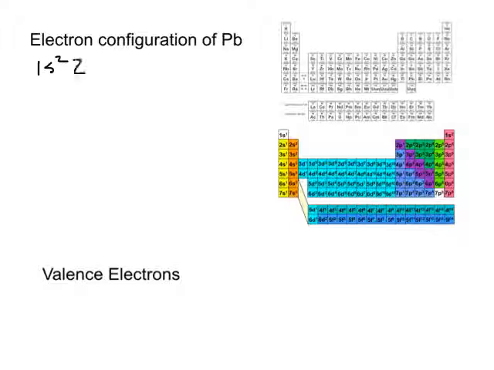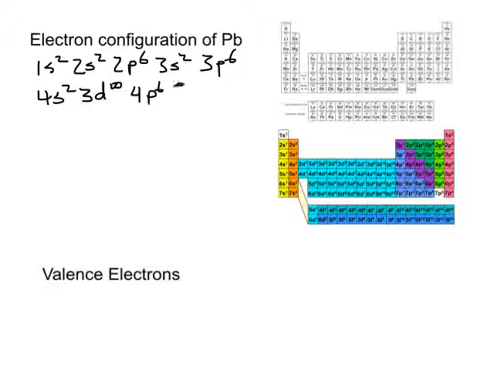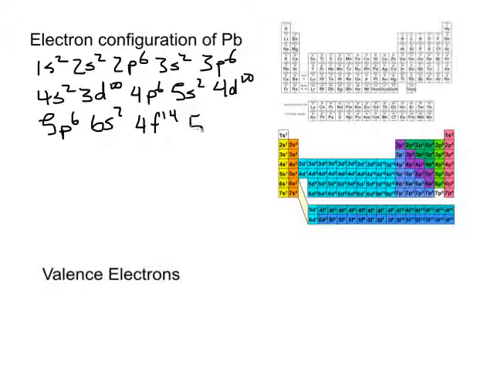1s2, 2s2, 2p6, 3s2, 3p6, 4s2, 3d10, 4p6, 5s2, 4d10, 5p6, 6s2. Don't forget to go down and pick up your 4f's, then come back and get your 5d's, and then finish off at 6p2.